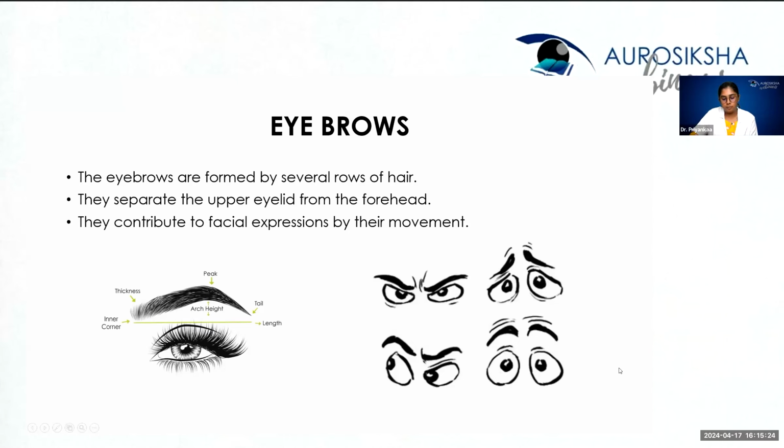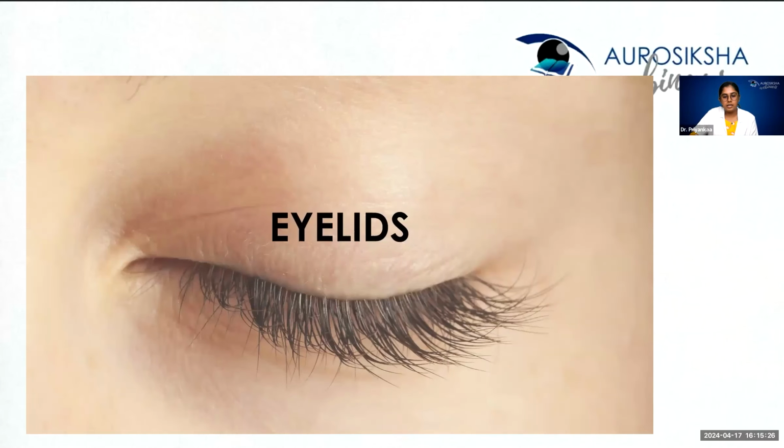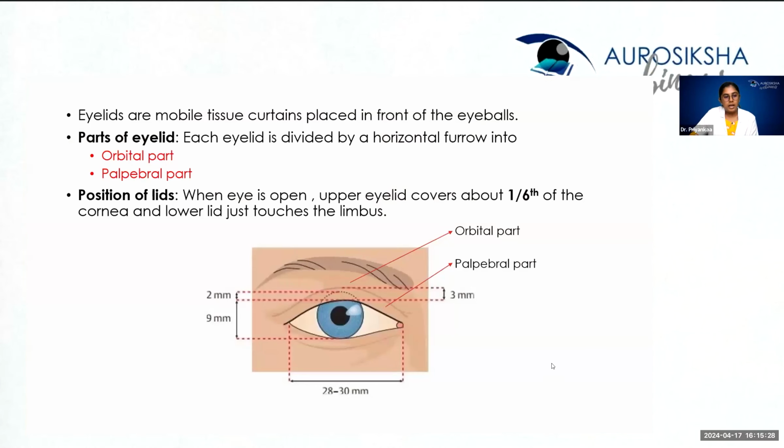Moving on to the next topic, we have the eyelids. Eyelids are nothing but mobile tissue curtains placed in front of the eyeballs. As you can see, there are two parts of an eyelid, divided by the horizontal furrow here: the orbital part and the palpebral part. The part of the eyelid just in front of the orbit is called the orbital part, and the part which covers the eyeball is called the palpebral part.